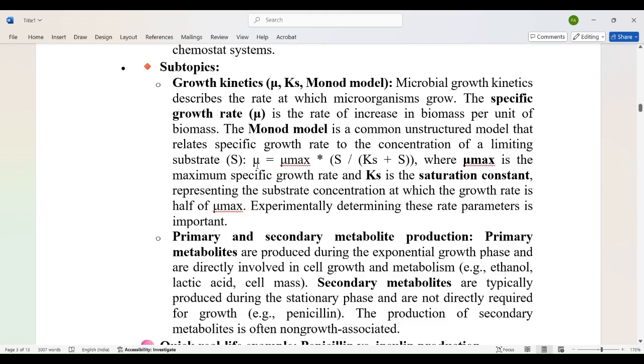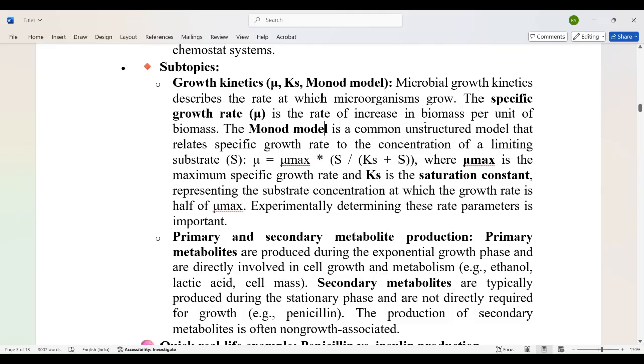And the formula given here, let me first give a brief of this. Microbial growth kinetics describe the rate at which microorganisms grow, and we already discussed that in the initial part of this lecture. The specific growth rate, defined as mu, is the rate of increase in biomass per unit of biomass.